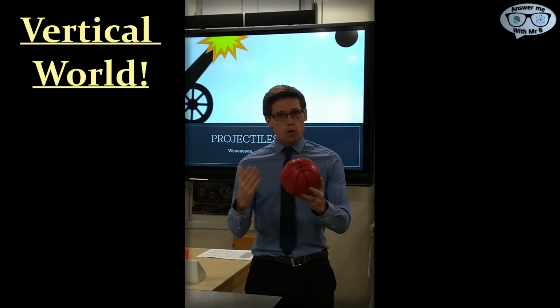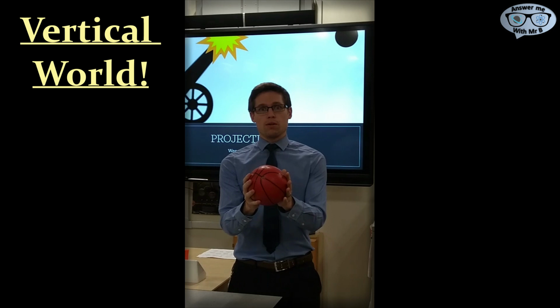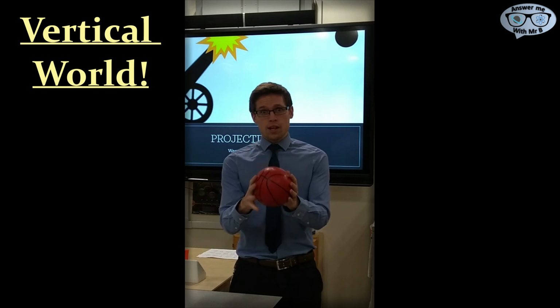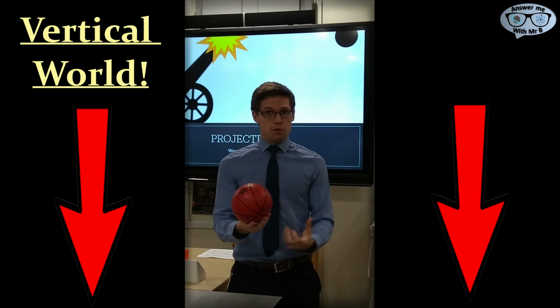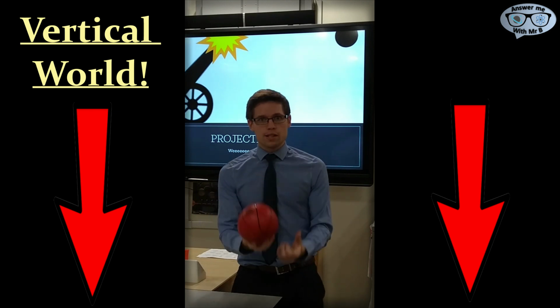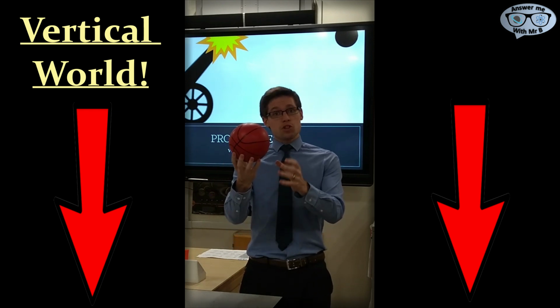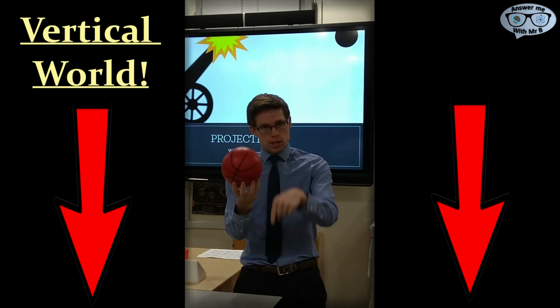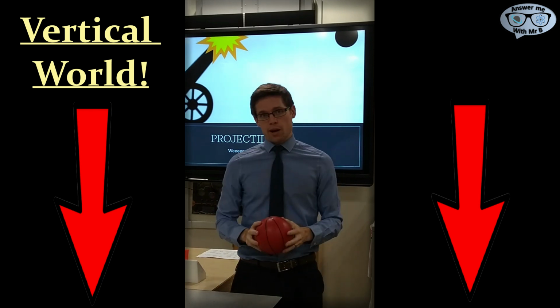In this world, we're only ever considering the vertical velocity of this ball. Now, vertically, this ball is being pulled towards the ground by the force of gravity all the time. That means that when it's rising up, it's slowing down because it's getting pulled downwards. And then when it falls gracefully and majestically into the basket, it's speeding up because it's getting pulled down.